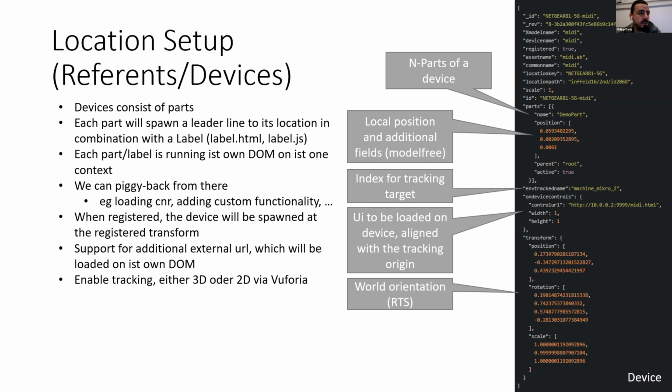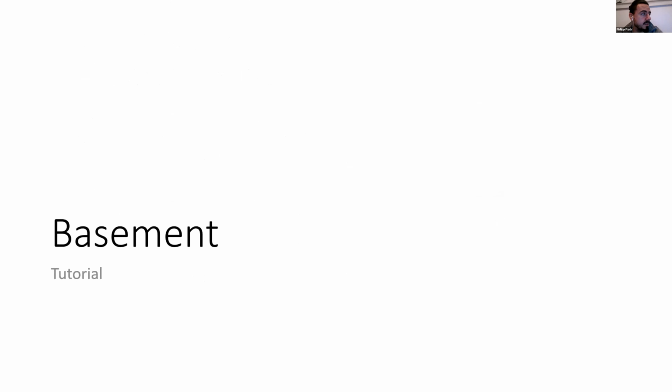We have an addition over here to load additional content. For example, this device would load a MIDI HTML file, which might again contain another set of JavaScript files or so. So we have many hooks in place to solve some specific problems for that part. Yeah, once you detect this location, everything is loaded from the database, instantiated, and then it's ready to be used. We can also enable, for example, 3D or 2D tracking with Vuforia. And there are also some examples further in the slides.